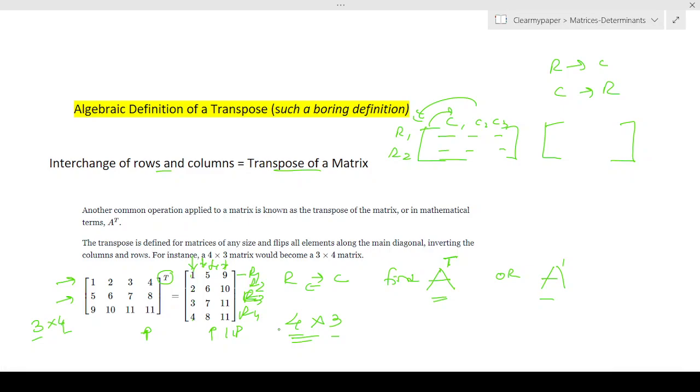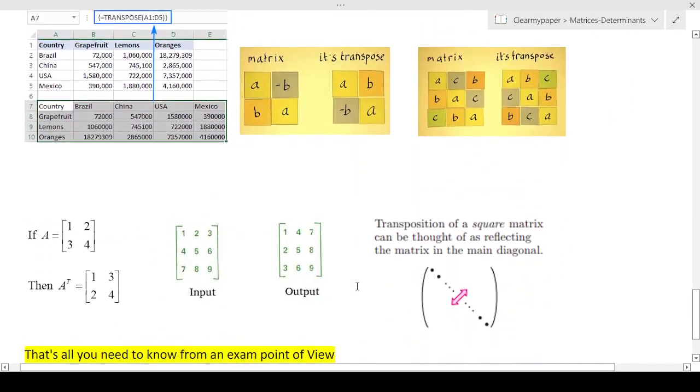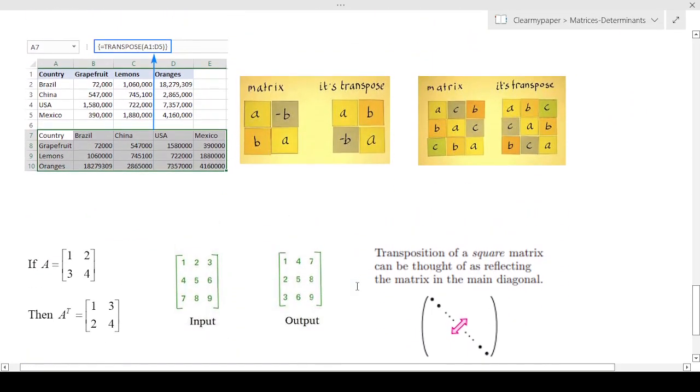And you just need to know that from the exam point of view, unless you want to know the intuition behind it. An example: let's say I'm creating an Excel file, and in Excel there is a function called transpose. These are the rows in the direction of the x-axis, and if I apply the Excel function transpose on this, the rows become columns and the columns become rows. For example, row 1 is country, grapefruit, lemons and oranges, and this is what it has become. In the same way, each row has become a column. I copied all of this from Google, just letting you know.